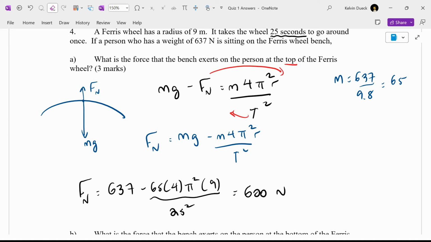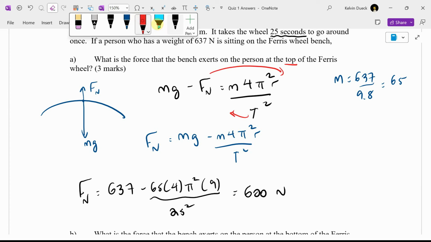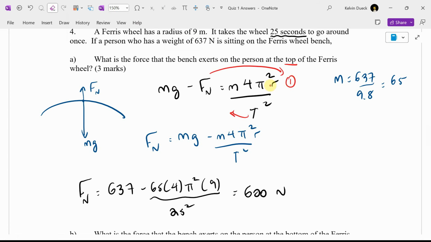If you got that, 3 out of 3, otherwise 1, 2, 3, 4, 5 things, I would probably go something like this. 1 mark for that, half mark if I saw the mass, half mark for that, half mark for that, half mark for the answer.